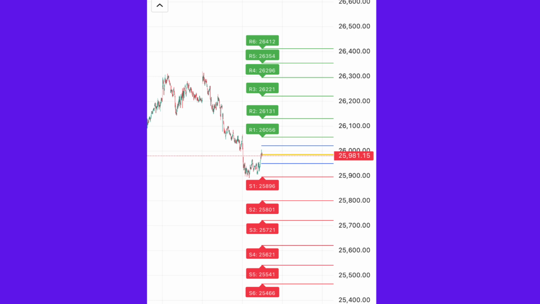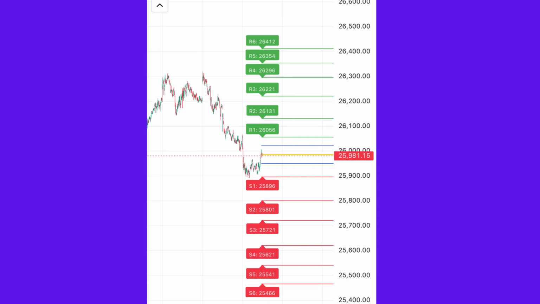Now let's go over the resistance levels for today. R1 26,056, R2 26,131, R3 26,221, R4 26,296, R5 26,354, R6 26,412. These zones indicate where sellers may become active.